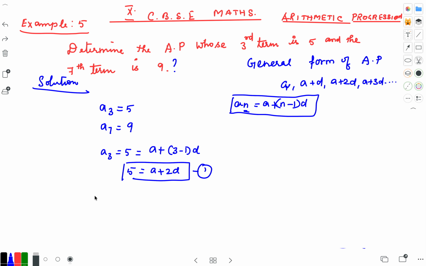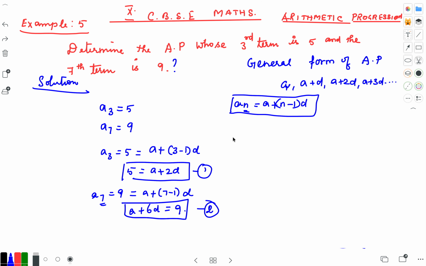Next, A7 equal to 9. That is, n is 7. So A plus 7 minus 1 into D. That is A plus 6D is equal to 9. Let us consider this as equation 2.